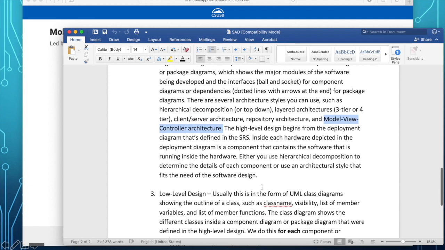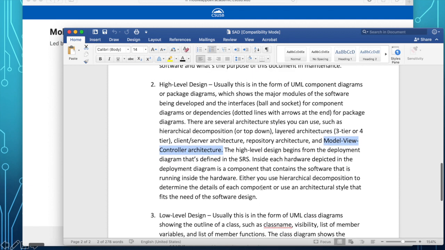Okay, so this architectural style, if you represent the major components of your system as a package diagram, component diagram, or module, they are high-level design.